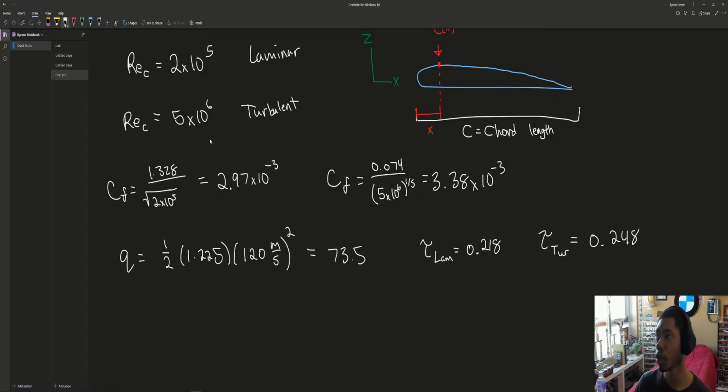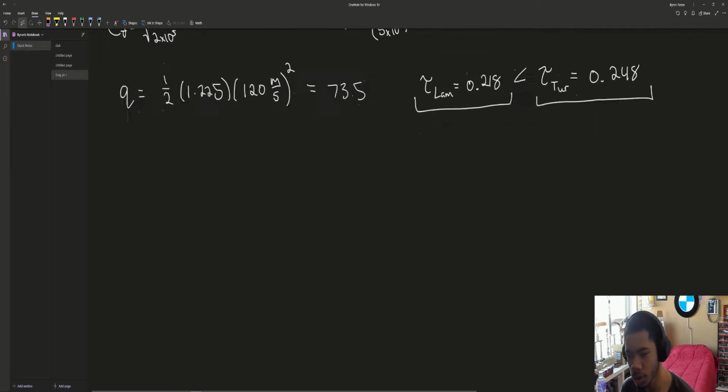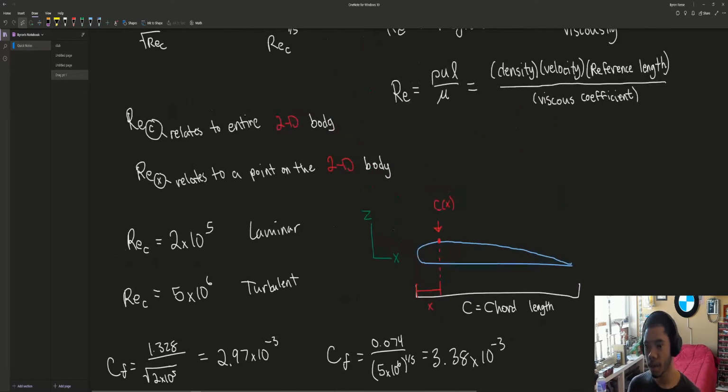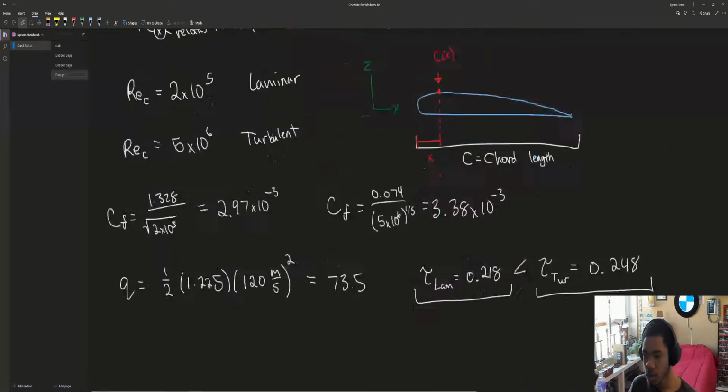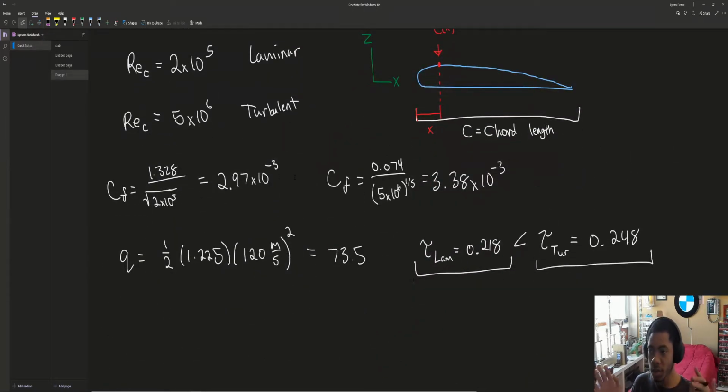As you can see from this, the drag from turbulence is more than that from laminar flow. So it's important to know that. It's also very important to know that your bodies are going to have a turbulent flow. It's very hard to keep a laminar flow across the entire body. So whenever you design something, it is good practice to do this for everything.